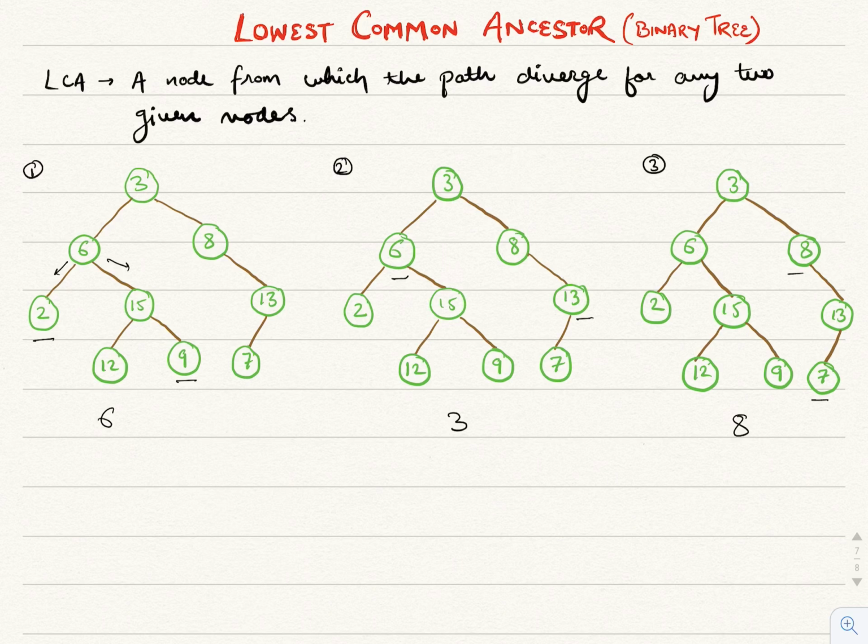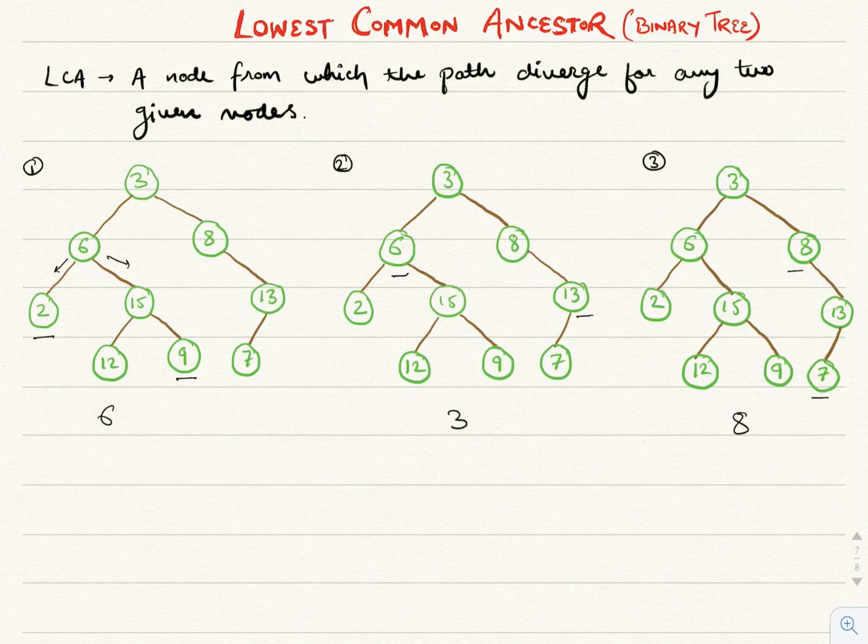So to solve this problem, there are multiple approaches. One is that we store the paths from root to both the given nodes whose LCA is required. We then traverse the stored paths and return the node just before we find the first mismatch. This solution is not memory efficient. So let's look at another approach better than this.